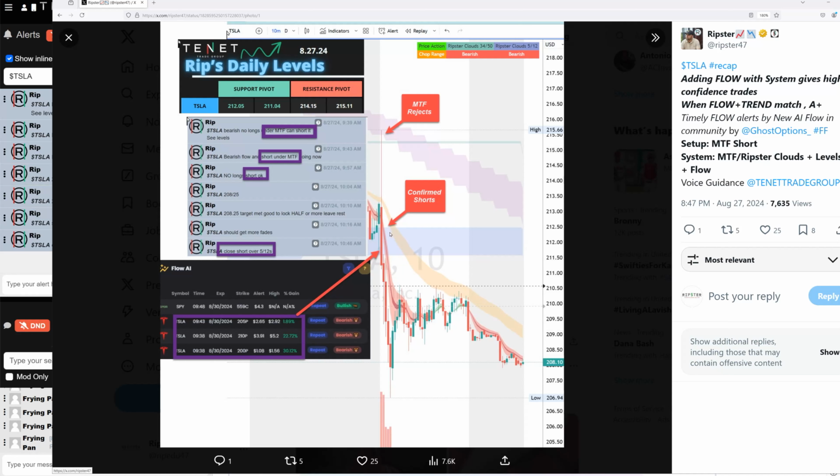And Tesla went on to fade from 212 to 207, right? It's a $5 short, depending on where you entered. There was a high conviction Tesla winner for the community. Really nice win. You could risk like a dollar, and you could make like $5 per share profit. If you risk $1,000, you could make that $5,000 there.